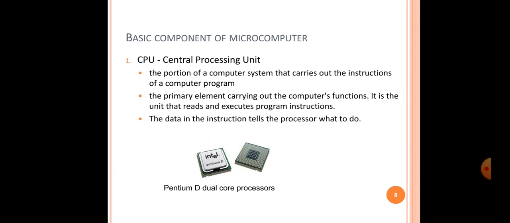So the primary element carrying out the computer's function is the unit that reads and executes the program instructions. Okay, so it reads and executes the program instructions and displays the particular output on the monitor, or performs the particular operation. So data in the instruction tell the processor what to do. Okay, so the Pentium D dual core processor you have shown here in the diagram. So exactly, the data in the instruction tells the processor what to do.